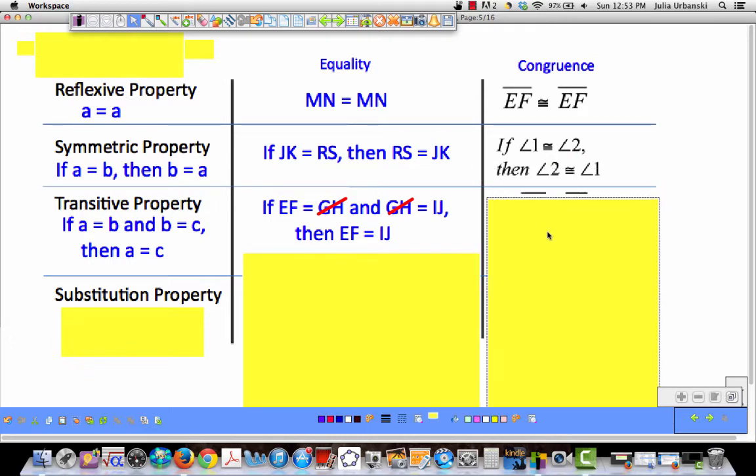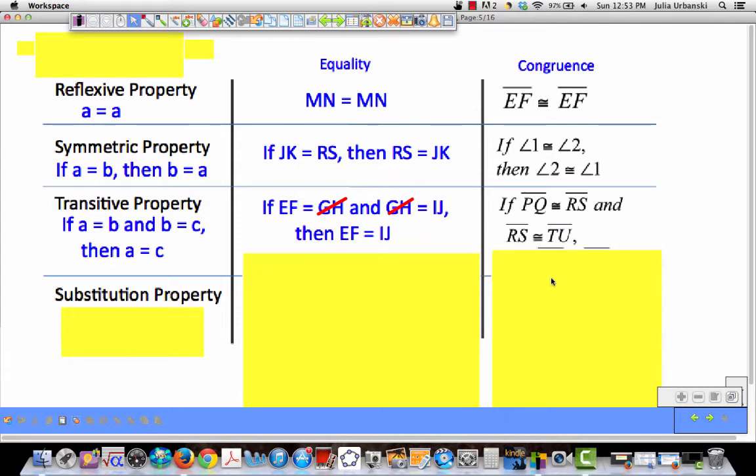And likewise for this one. If PQ is congruent to RS and RS is congruent to TU, if RS is congruent to both of these things, then which two things can you also say are equal to each other? You can cut out the middleman. RS and RS, you get rid of it, and what you're left with is PQ is congruent to TU. And it looks like that.